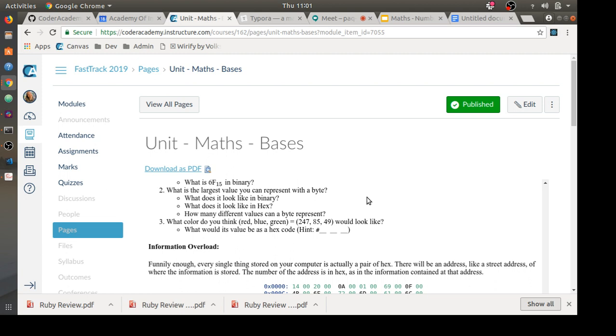So a byte can only store a 0 or a 1, right? I mean, not a byte, a bit, sorry. A bit can only store a 0 or a 1, and a byte is 8 bits. And 4 bits is called a nibble.